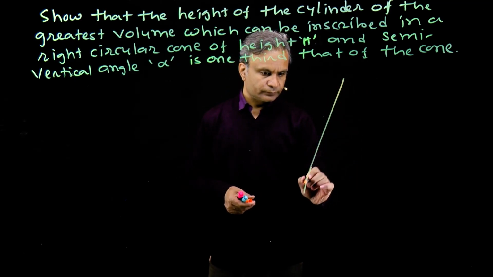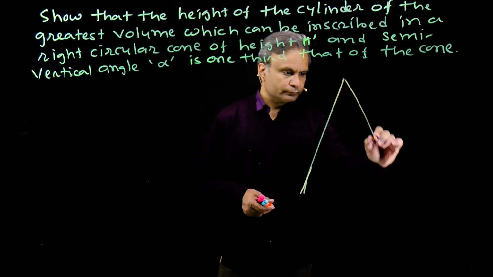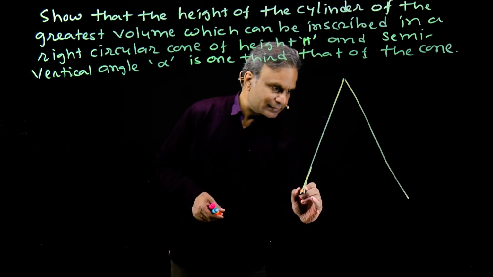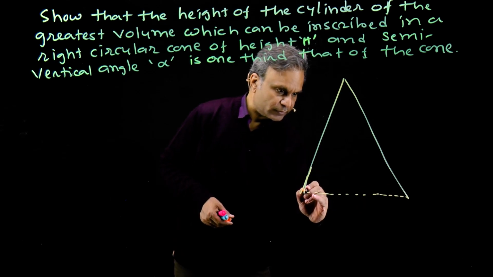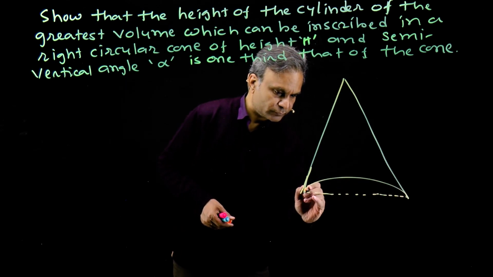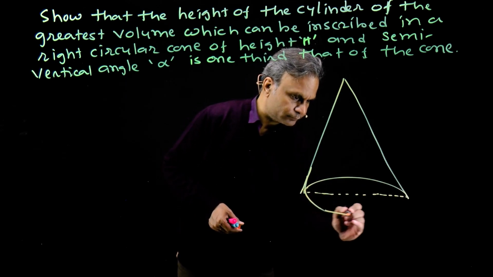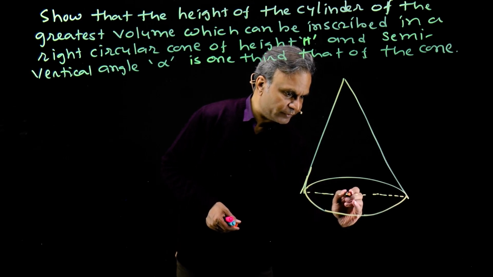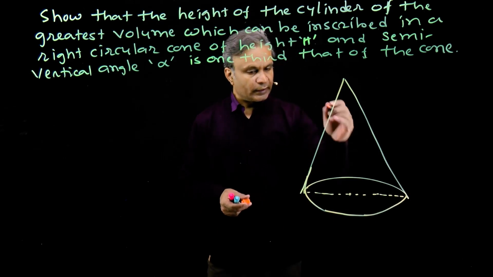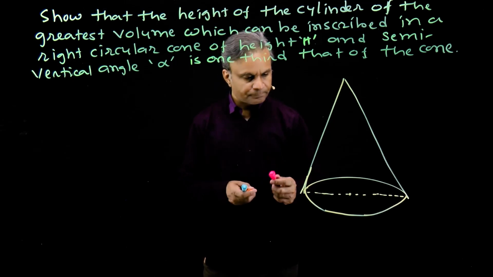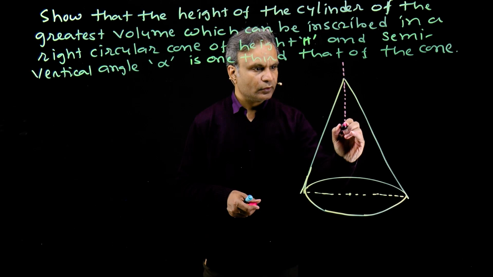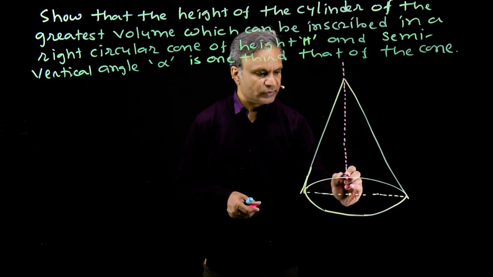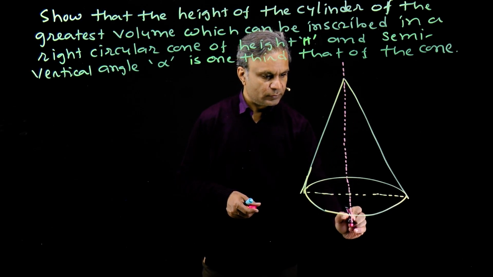We first draw the cone. This is the cone. This is the diameter of the circular base, and this is the circular base. This is the center of the circular base, and this is the line of symmetry of the cone, which goes through the center of the base.